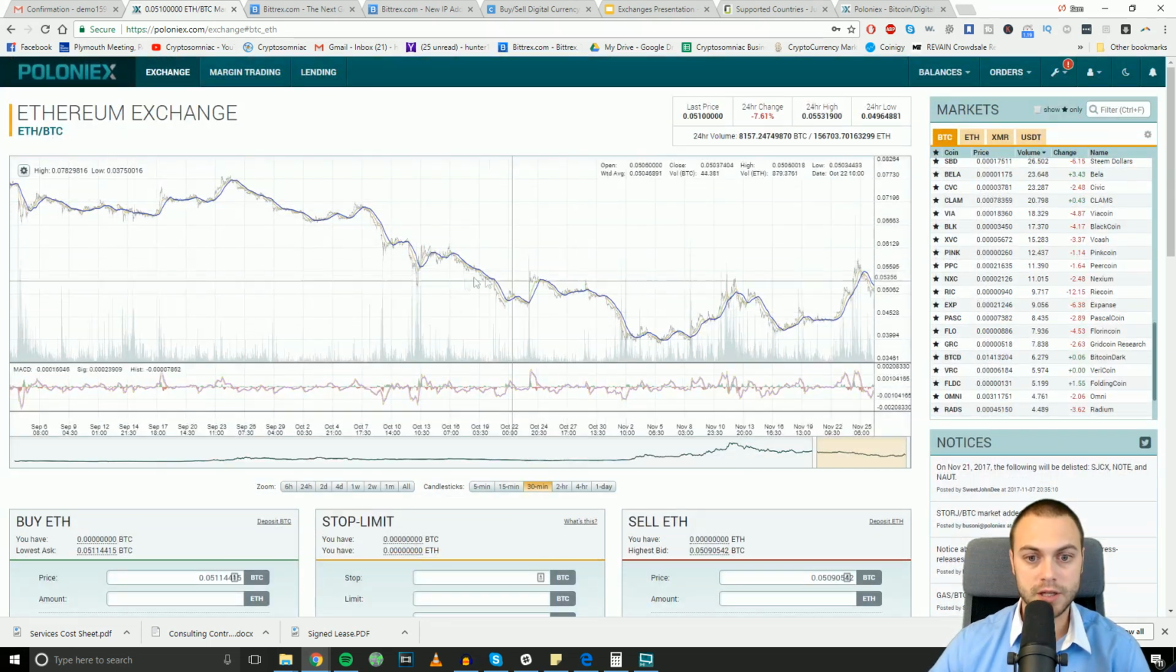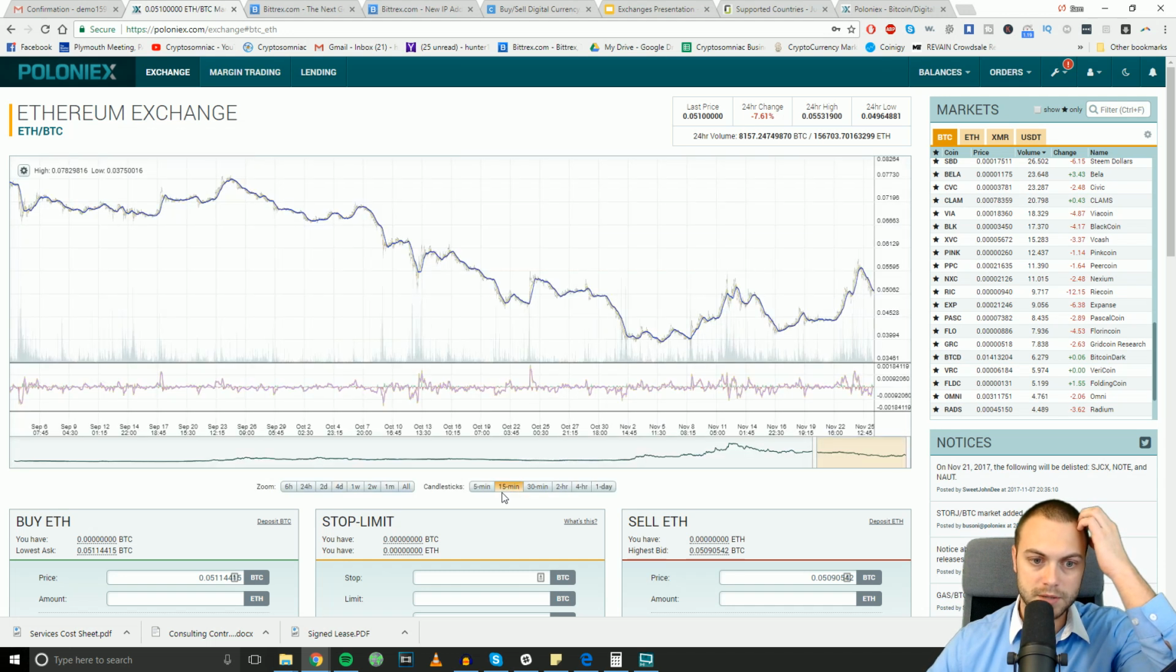You can see the chart here. The charting here looks a little bit nicer than some of the other ones. You can pull these onto 15-minute windows.